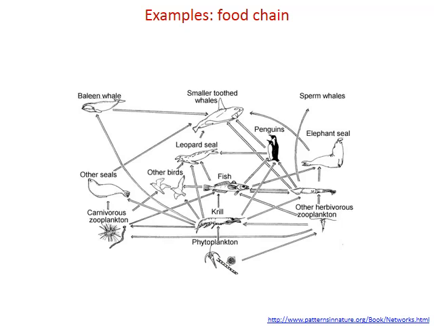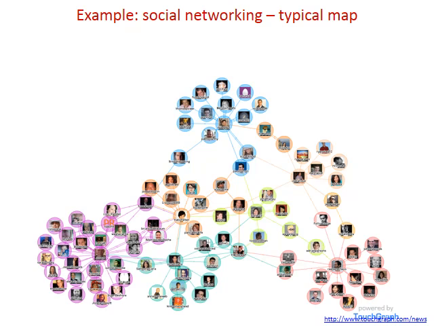So this is a graphical representation of the relationship of prey-predator among biological species. My second example concerns a social network, essentially who is connected with whom by means of a certain relationship.